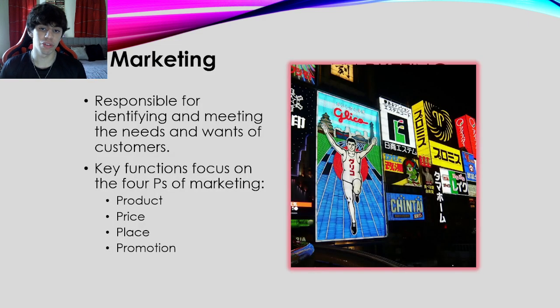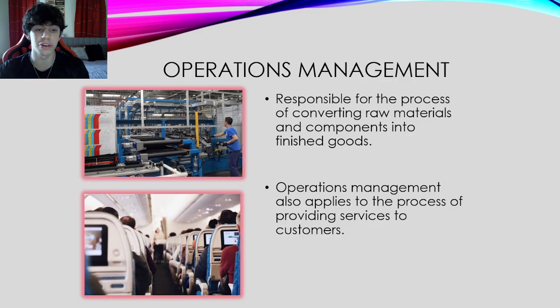And marketing, which links to Unit 4, is responsible for identifying and meeting the needs and wants of customers. The key functions focus on the four P's of marketing: product, price, place, and promotion. But there are seven P's if you do HL. Operations management is responsible for the process of converting raw materials and components into finished goods. Operations management links to Unit 5, and it also applies to the process of providing services to customers.